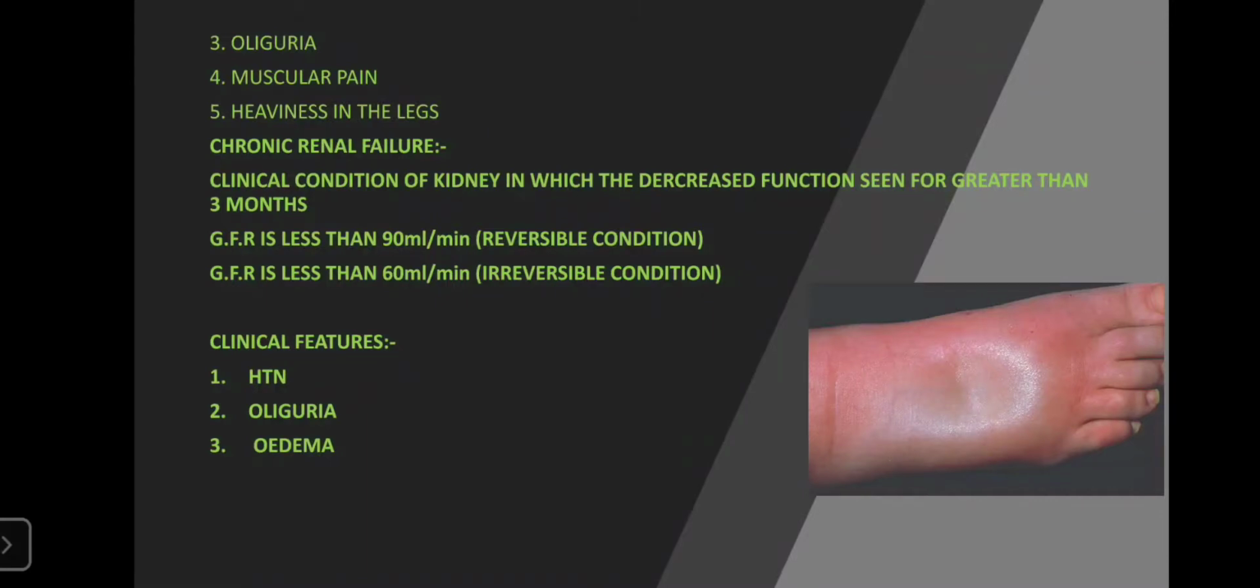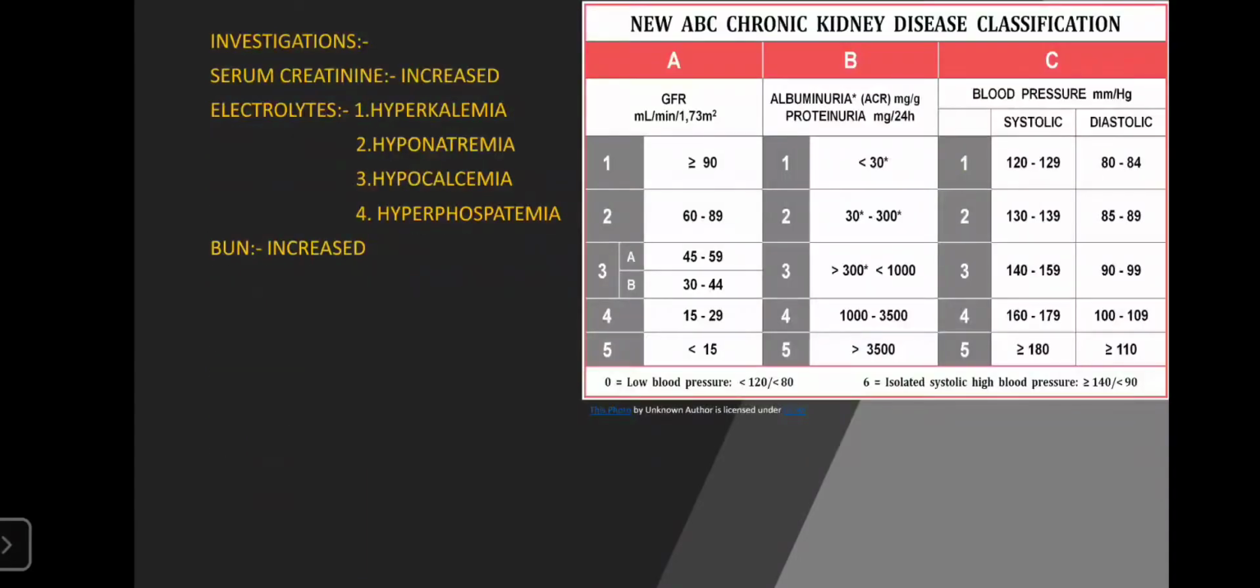So what will be the clinical features? There will be hypertension, oliguria, edema. So what investigations are we going to do in renal failure? First we will see the serum creatinine level, which will be increased, more than 1.3.